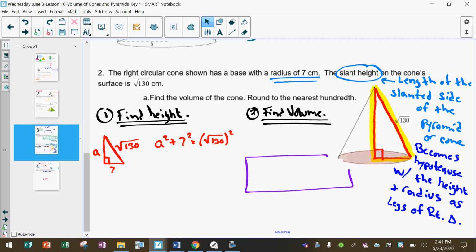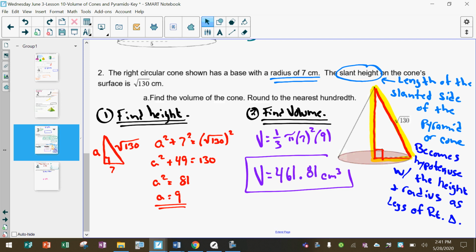A squared plus b squared equals c squared. When we square the radical 130, we get 130. Subtract 49 from both sides. Square root, a is equal to 9. That gives us our height. So then we can go to our volume. Area of the base shape, pi r squared, times our height of 9, and round to the nearest hundredth.